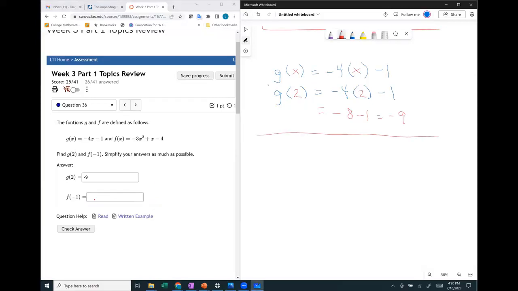Now, I know some of you are going to think those parentheses aren't that important. Trust me, they are. Because what I want to do is take -3x squared plus x minus 4. I'm going to write it one more time.